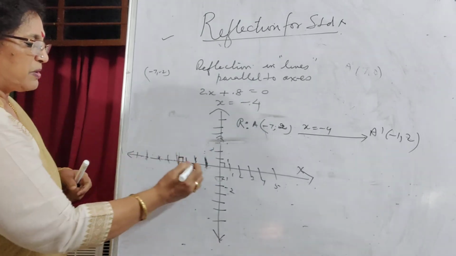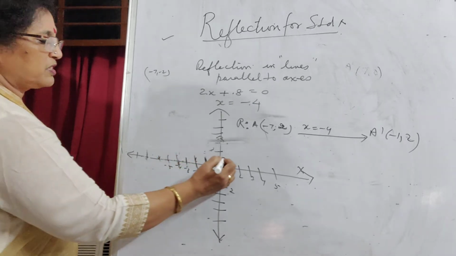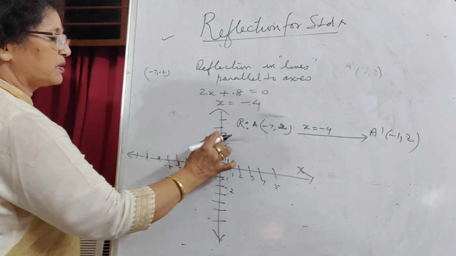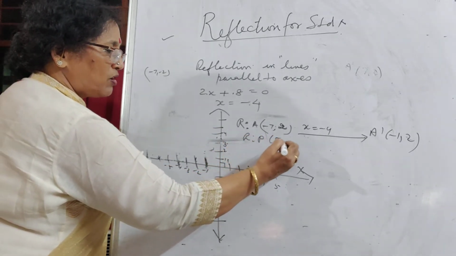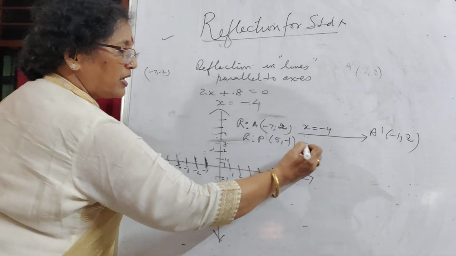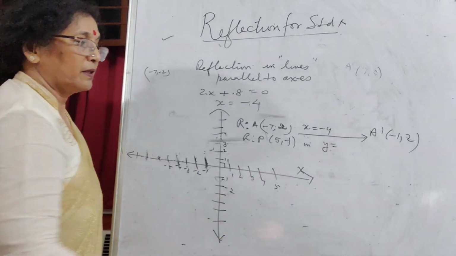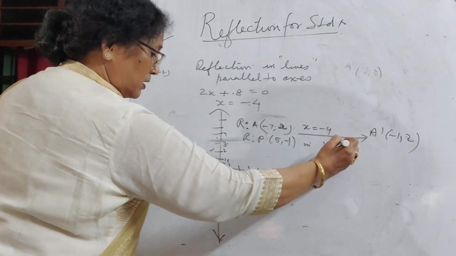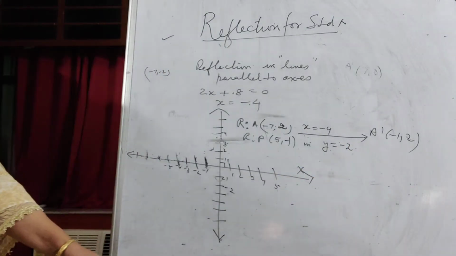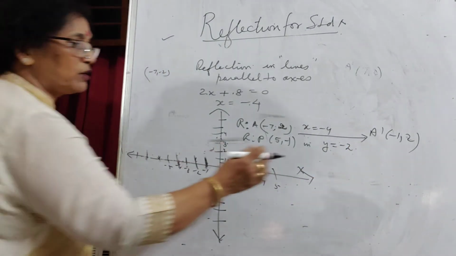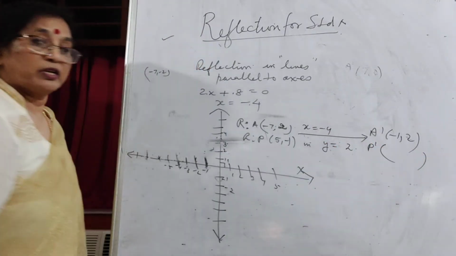Okay. So this is minus 1, minus 2, minus 3, minus 4, minus 1. So this is 1, 2, 3, 4. Now suppose we reflect a point P, which is (5, minus 1), in y equals minus 2. Okay, y equals minus 2. Or let's say y equals 2. So reflect it to P dash and find its coordinates.